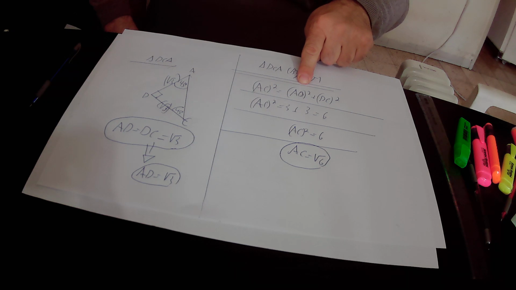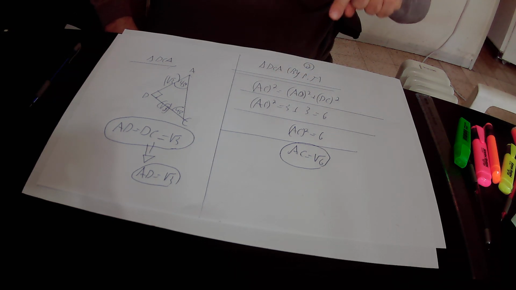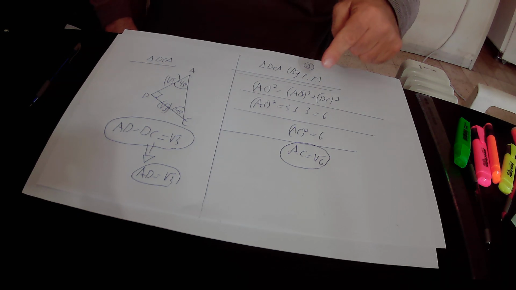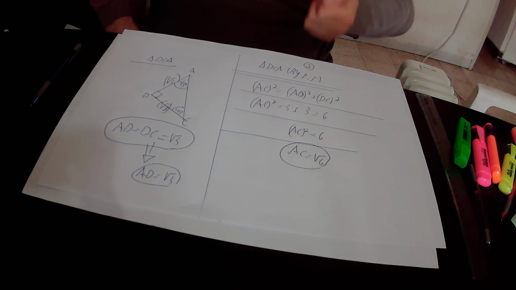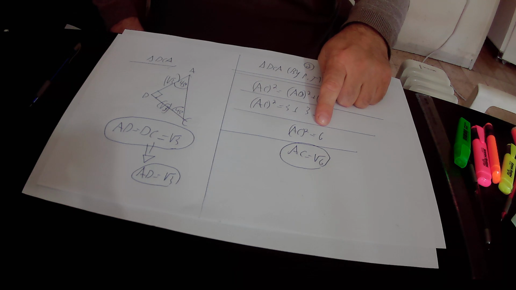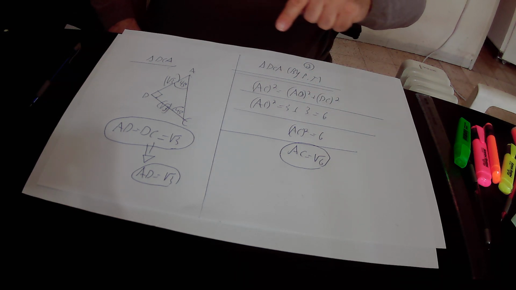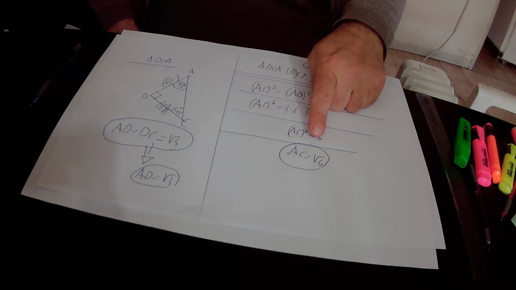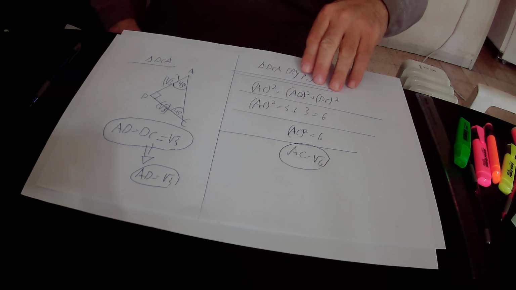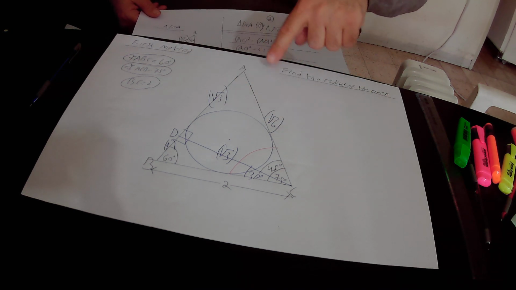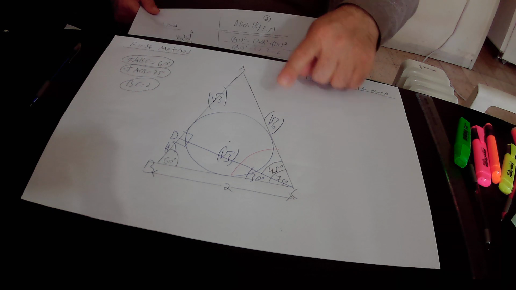equals AD squared. AD is equal to the square root of 3, therefore AD squared is equal to 3, plus DC squared. DC is also equal to the square root of 3, therefore DC squared is equal to 3. So in total, AC squared equals 3 plus 3, that is 6. We take the root of this equation and finally find out that AC equals the square root of 6 units in its length. Here, side AC of triangle ABC equals the square root of 6 units.